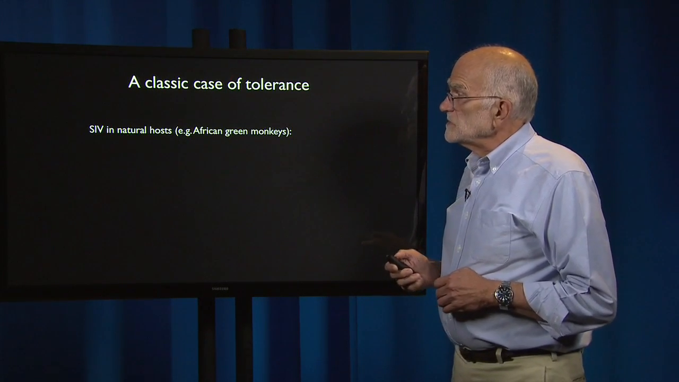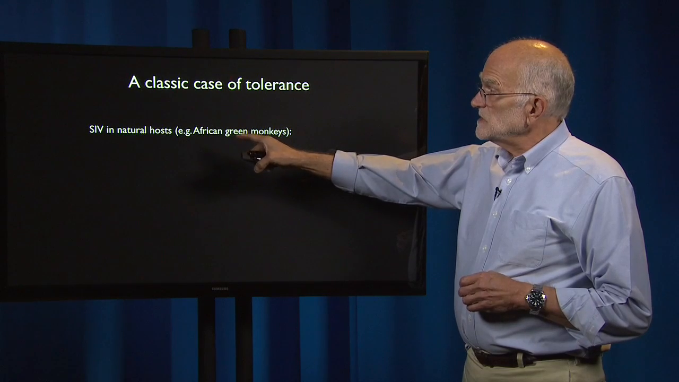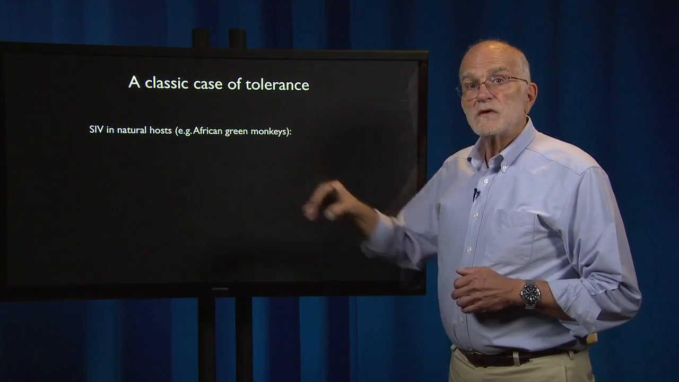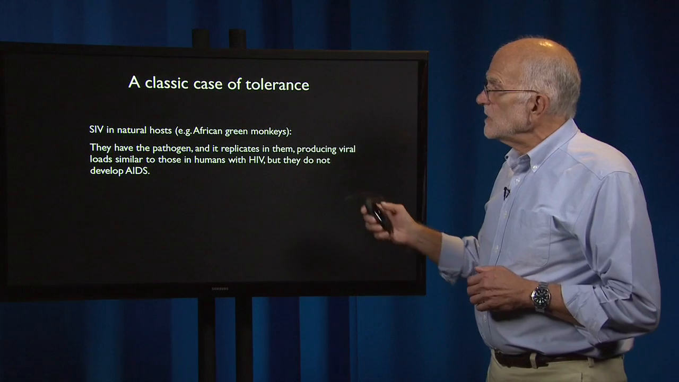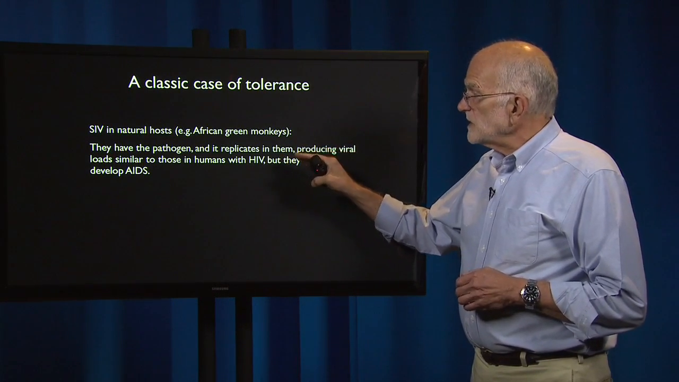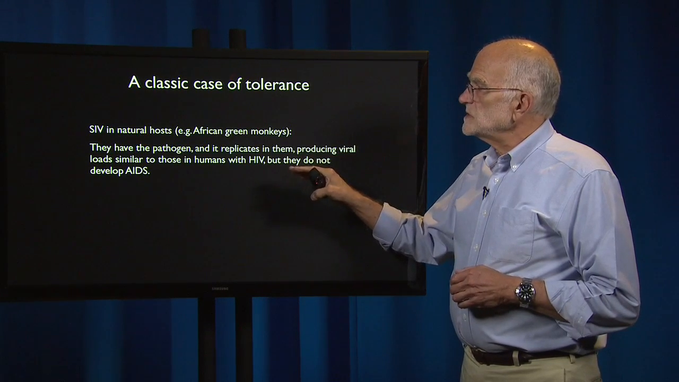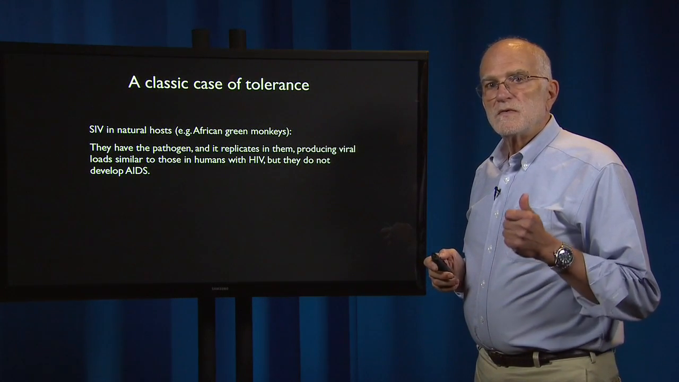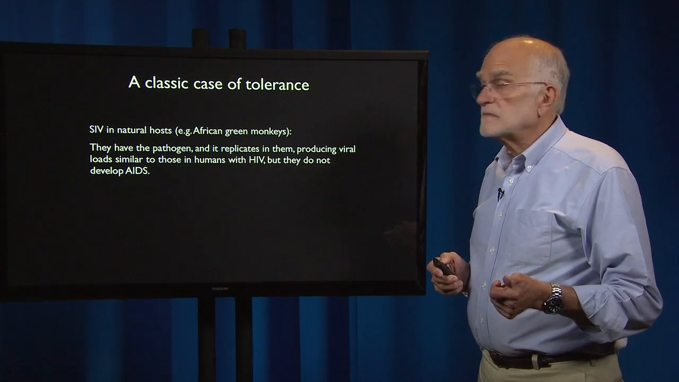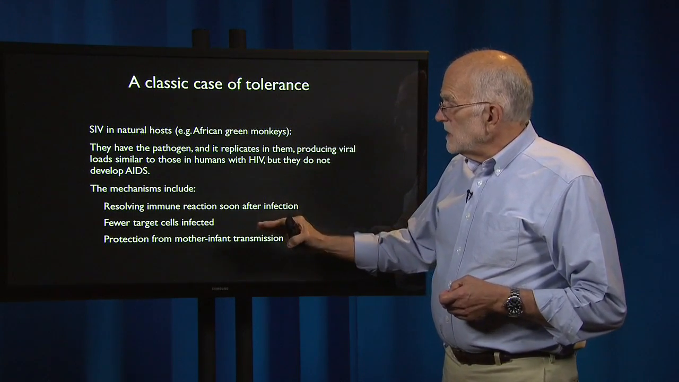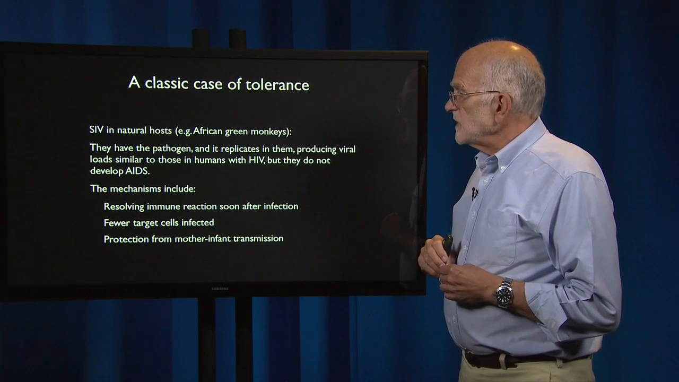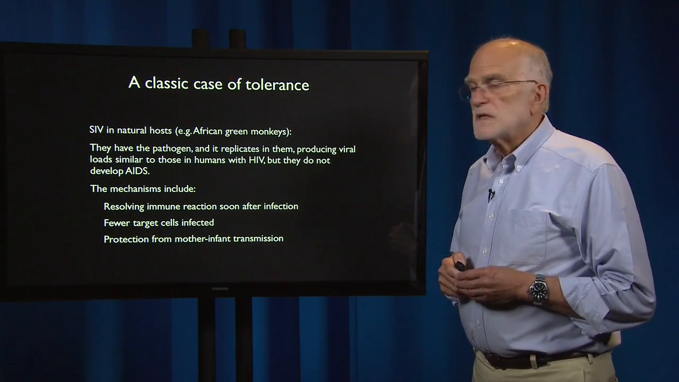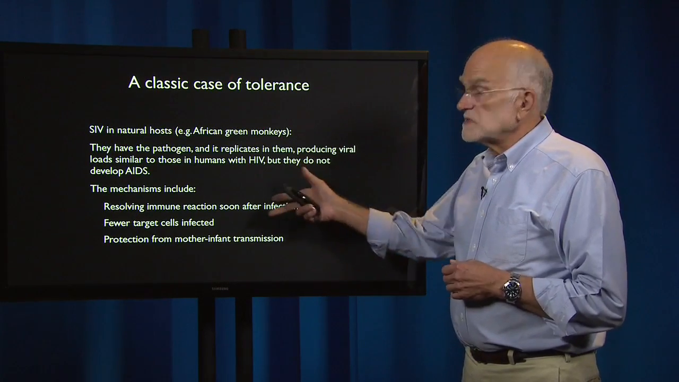A classic case of tolerance is simian immunodeficiency virus in its natural hosts, for example, African green monkeys. This is the primate analog of HIV in humans. The monkeys have the pathogen, it replicates in them, it produces viral loads similar to those in humans who have HIV, but the monkeys do not progress to a disease that resembles AIDS. The mechanisms include these. They resolve the immune reaction soon after being infected. There are fewer target cells which are infected, and they are protected from mother-infant transmission. So they have co-evolved with this virus for quite a while, and this is how they've responded.